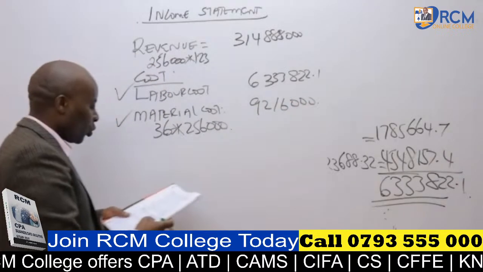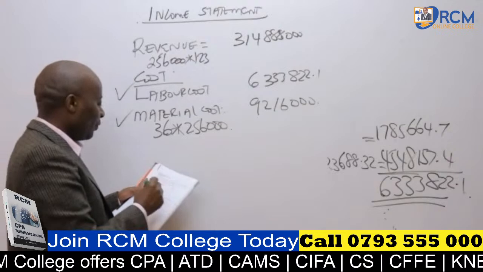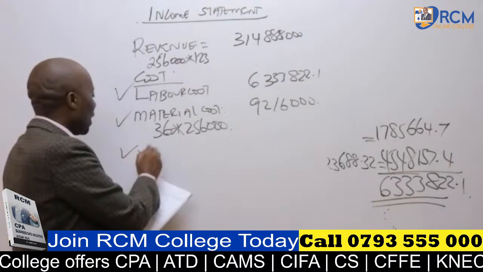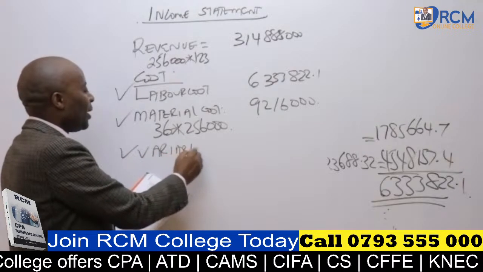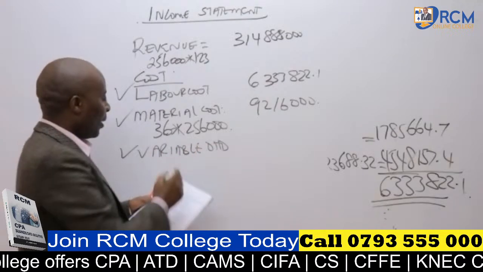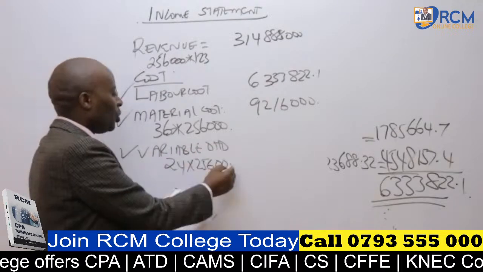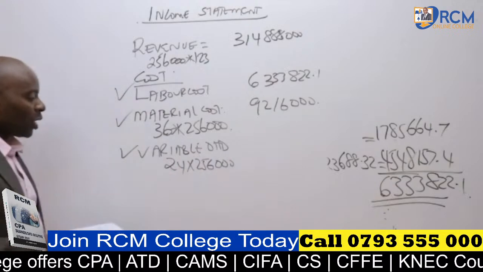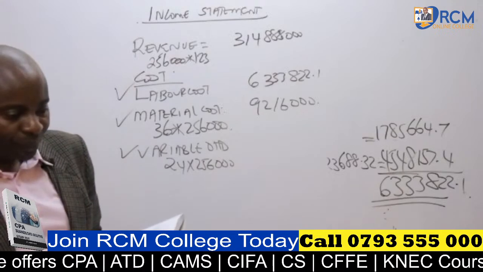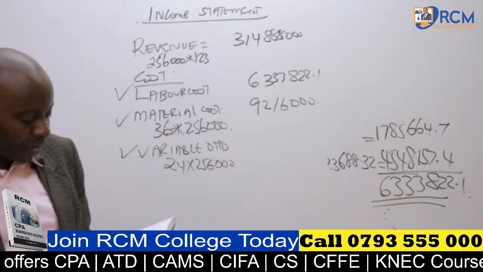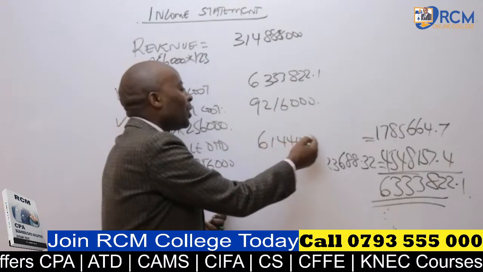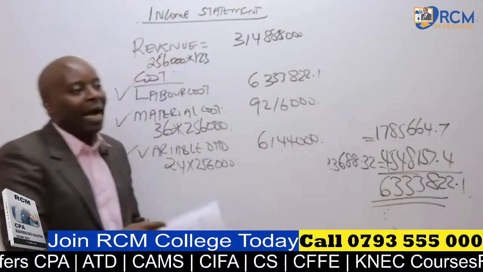Apart from material cost, do we have any other cost? Oh yes, we have the variable overhead cost. So the variable overhead per unit is 24 times 256,000 units. What are you able to see, ladies and gentlemen, us getting there? Yes, I can see somebody saying it's 61,44,000. Remember, the examiner never asked for contributions.